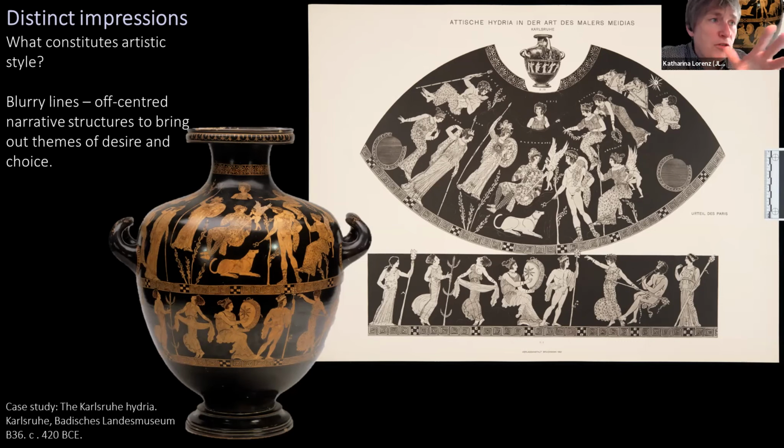But within those parameters, there are lots of options here in the way the figures are arranged, and also in the way, and I haven't talked about that, and I won't talk about that today, there's a second picture field, the frieze that runs around the vessel, that might also have elements of interaction with what is going on above it.